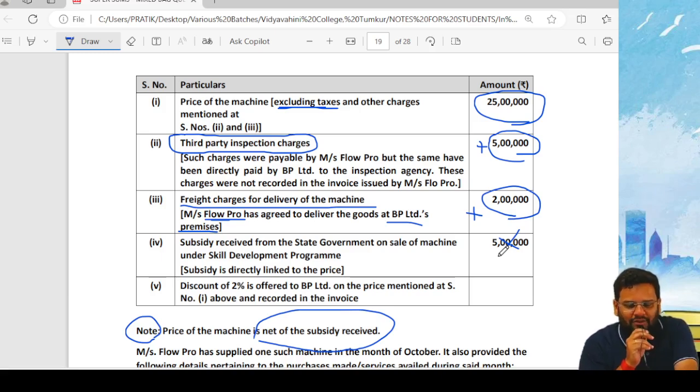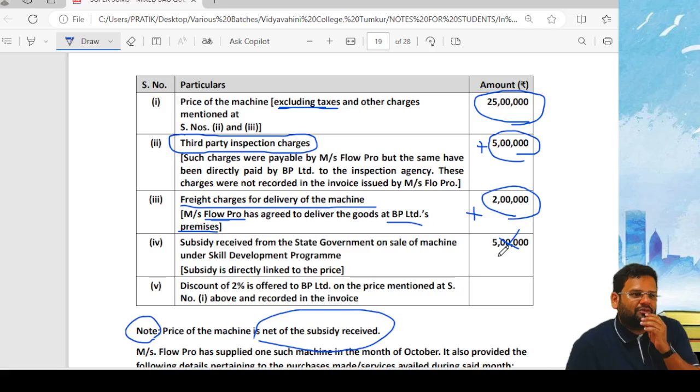Okay. Last point, discount of 2% is offered to BP Limited on price mentioned at serial number 1 above, and it is recorded in the invoice. So section 15 subsection 3, yes, exclude the discount. So calculate 25 lakhs into 2%, 50,000. So take on your calculator, 25 lakhs plus 5 lakhs plus 2 lakhs minus 50,000. So what is your assessable value?